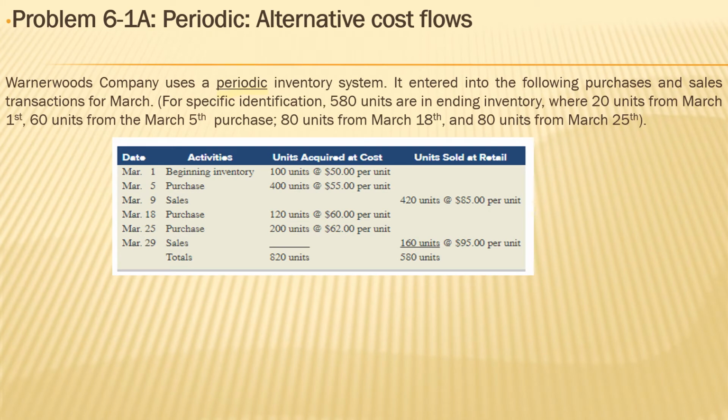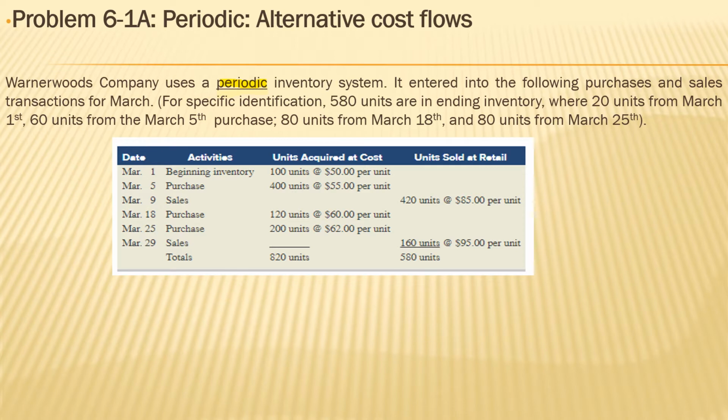Okay, we'll solve now problem 6.1a, the same problem that we solved last time in tutorial 6. However, now we will be under the periodic inventory system. Waterwoods Company uses a periodic inventory system. It entered into the following purchases and sales transactions for March. For specific identification, 580 units are in ending inventory, with 20 units from March 1st, 60 units from March 5th purchase, 80 units from March 18th, and 80 units from March 25th as well.